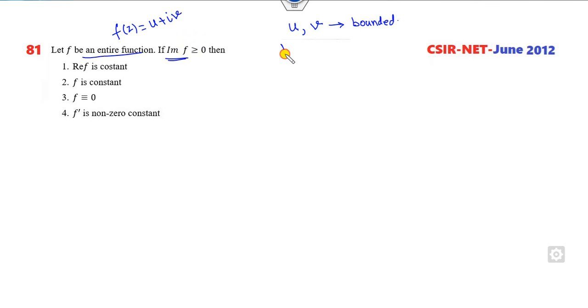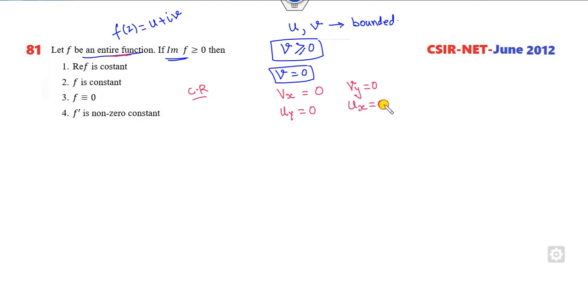The imaginary part is greater than or equal to 0. Fine. So I can simply take v as 0. Once v is 0, what is v of x? 0. v of y is 0. f is my entire function. So by the CR equation, this value, u of y, is 0, and this value, u of x, is 0.